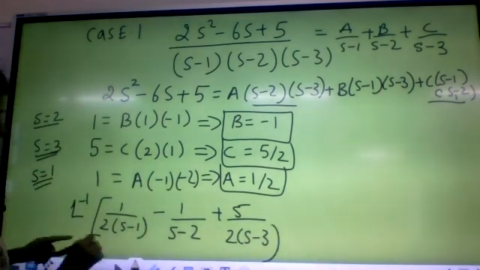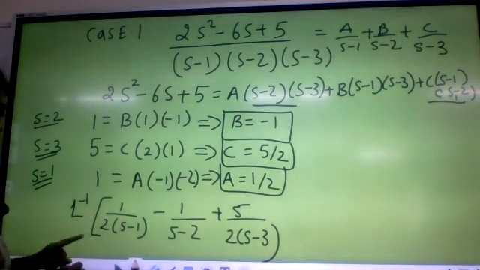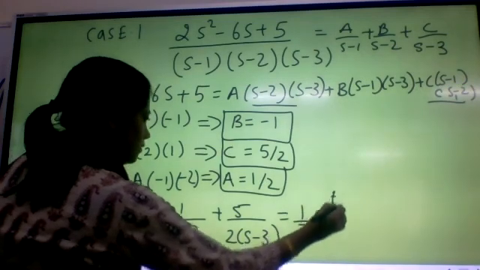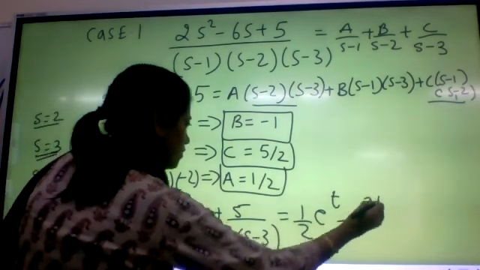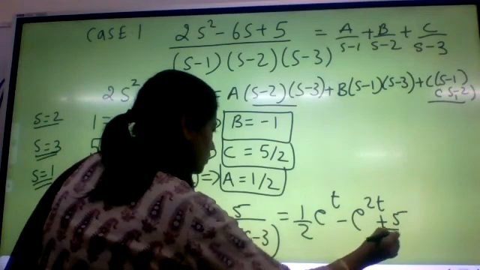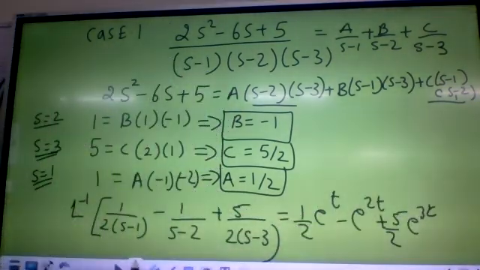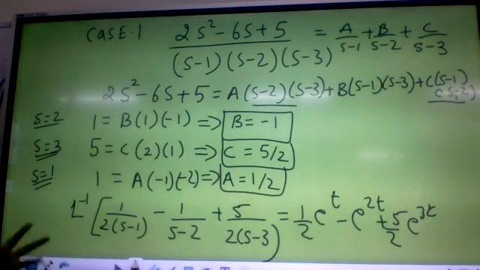Correct? So what will be the answer? One by one you take the Laplace inverse of each term. So this will be 1 by 2 e to the power t minus e to the power 2t plus 5 by 2 e to the power 3t. That is our answer. Okay, so this was our case 1 when you have linear factors which are non-repeated. Now let us see the case 2 when we have repeated factors.